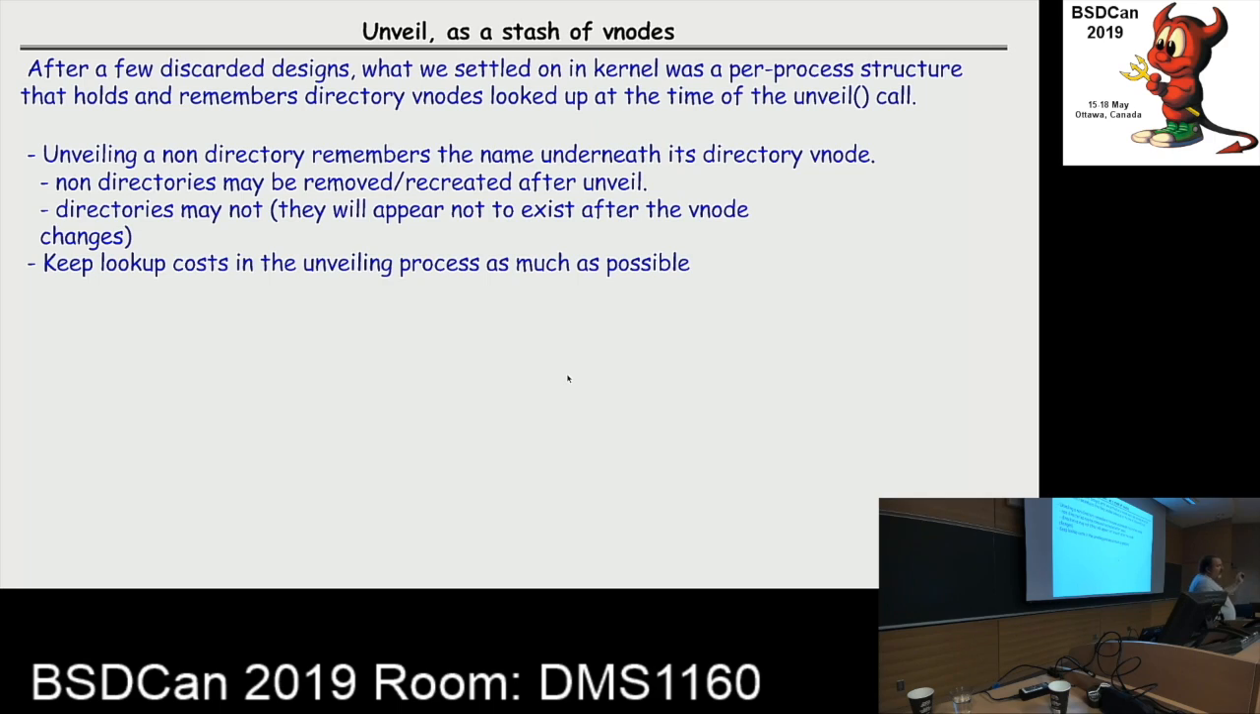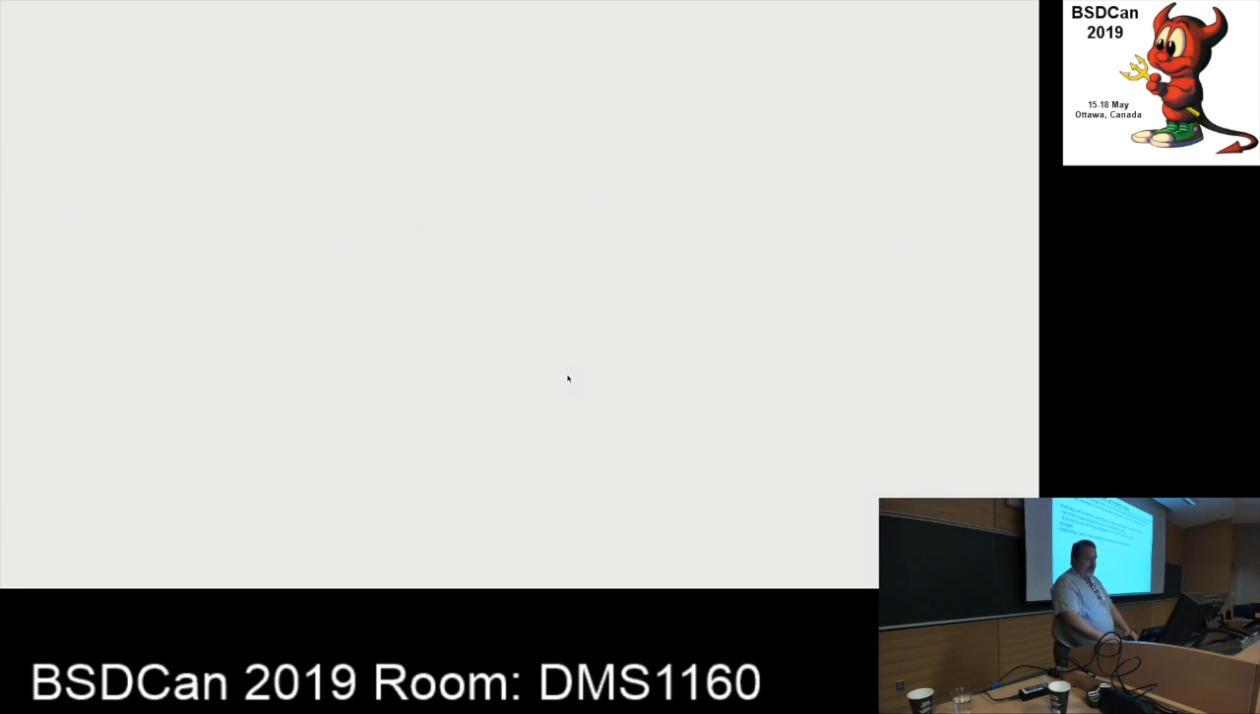So if I unveil home/beck/downloads, and then I move home/beck/downloads aside and make a new home/beck/downloads, my program won't be able to find that anymore. Okay? And the idea here is to keep the lookup costs in the unveiling process as much as possible, and in fact, front load them at the time that unveil is called. So effectively, most of the work is done when you call unveil, and then you've just got a little cache of vnodes hanging off here that when you do a namei lookup, oh look, this is unveiled. We'll be good with that.